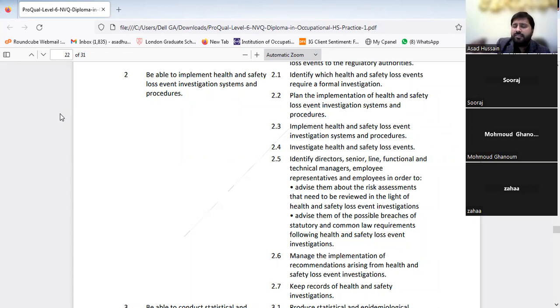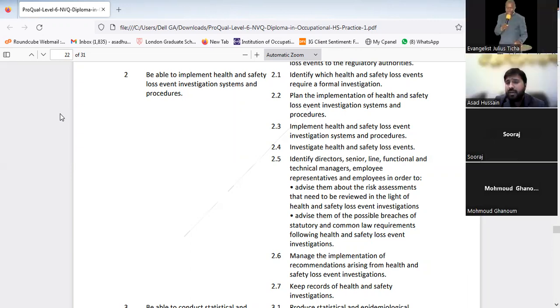For example, you can say that before this accident, we didn't have these two control measures in our organization. After the accident, the investigator identified and recommended that we should apply these two control measures in our workplace. So you can give evidence that you have implemented the additional control measures suggested by the investigator. You can show that too.